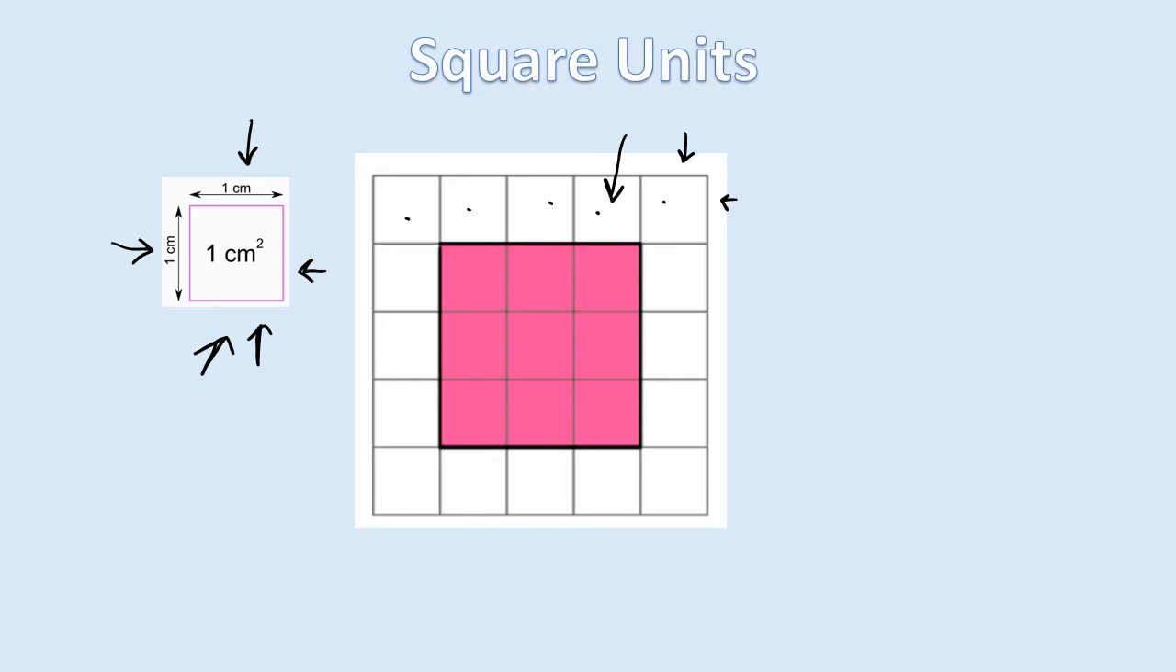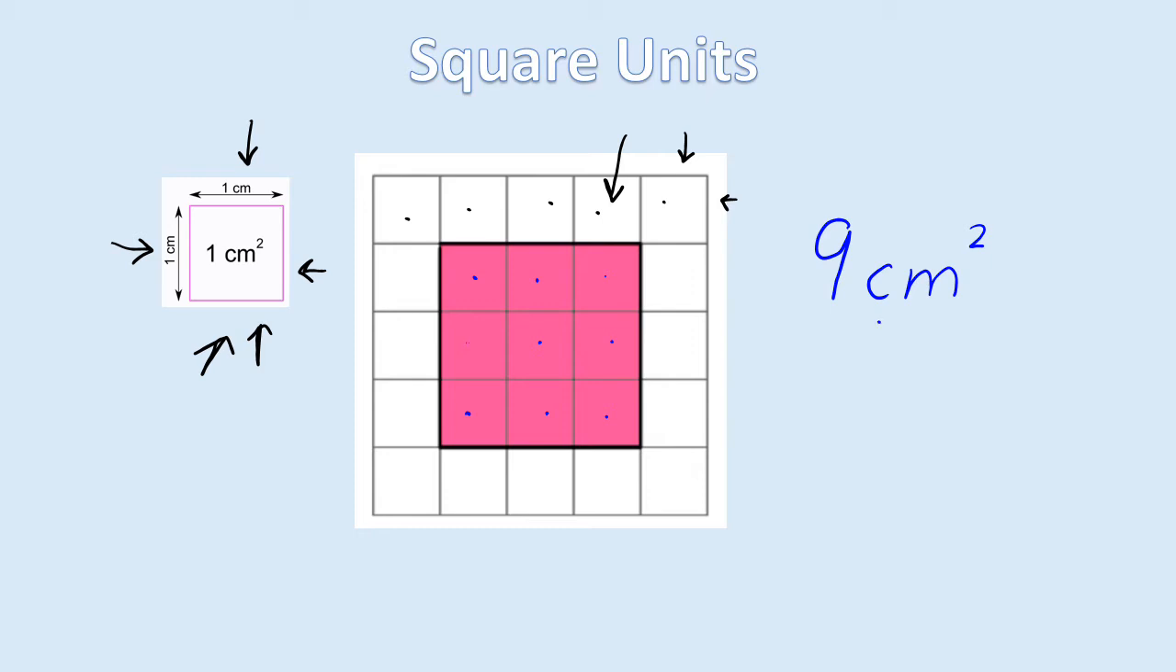So I'll use a different color so we can do this together. So let's count together. We have 1, 2, 3, 4, 5, 6, 7, 8, 9. There are 9 square centimeters inside my 2D shape boundary here. So I would say that this shape has an area of 9 square centimeters.